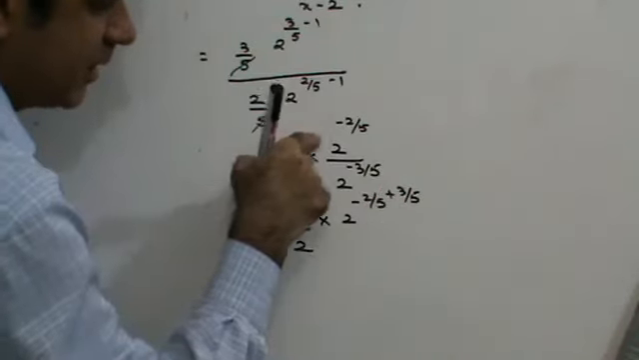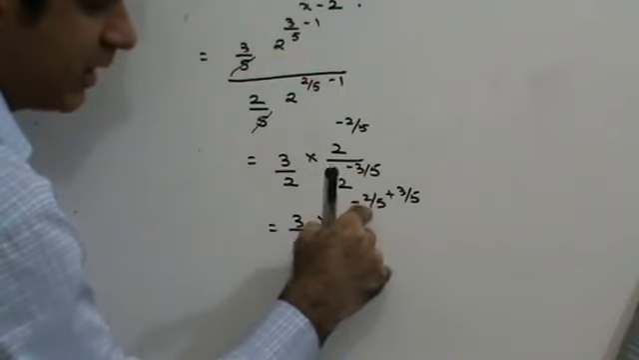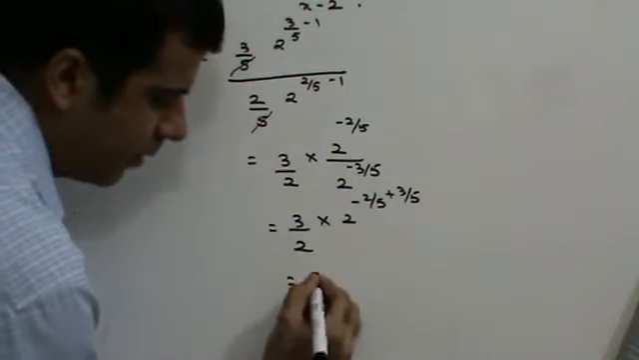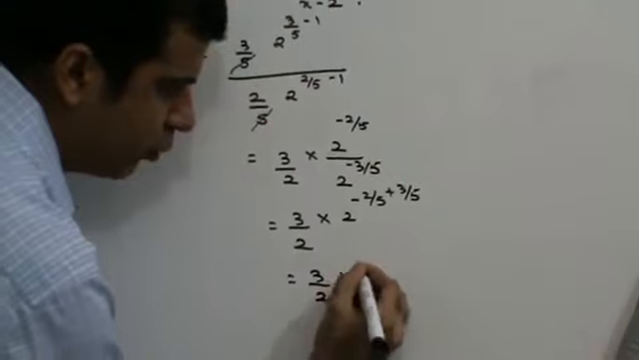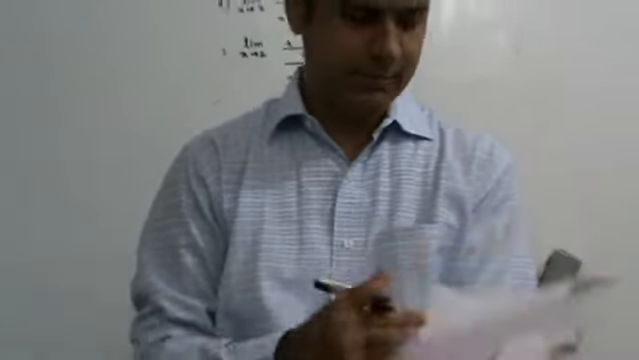Law of indices: a raised to m upon a raised to n is a raised to m minus n. 3 upon 2 into 2 raised to 1 by 5. That will be your answer. Let's see the last sum of this type, guys.